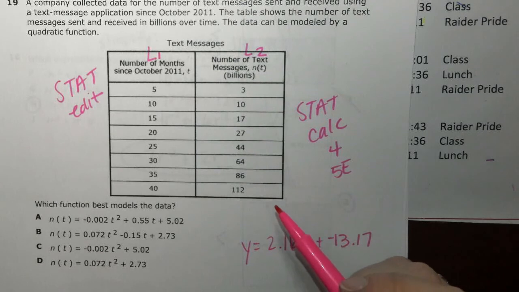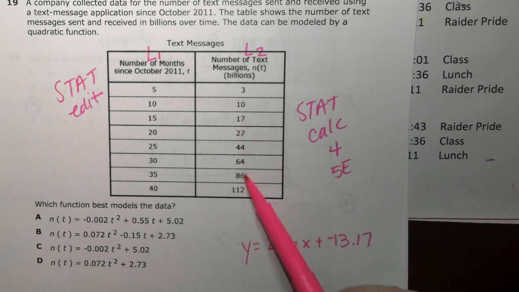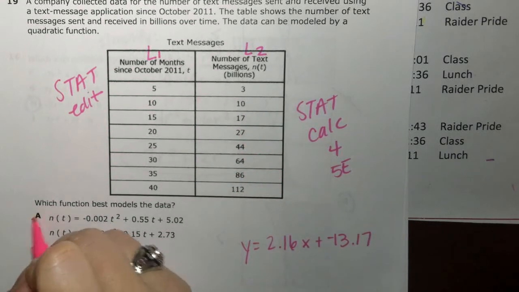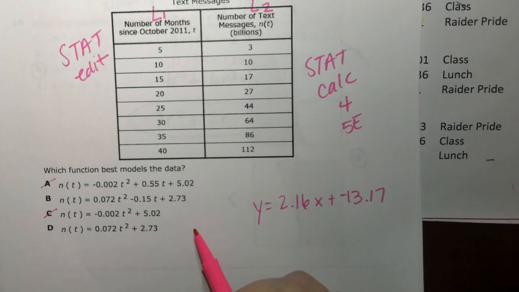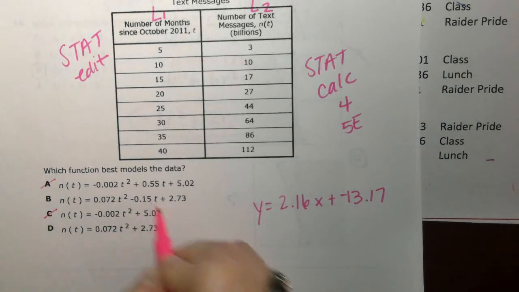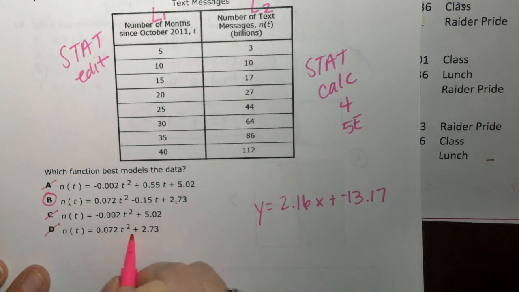We know that it's increasing, so it's going to be positive, so it's not A or C. And we also know that it is going to be a trinomial because there's a squared, a t, and a constant. So the answer is B, because this one doesn't have a t.